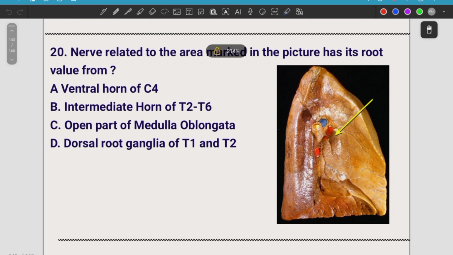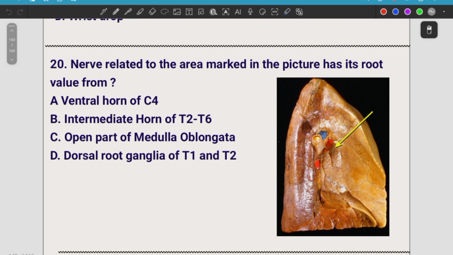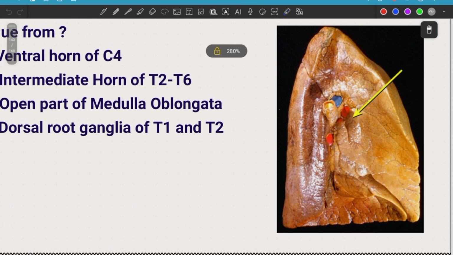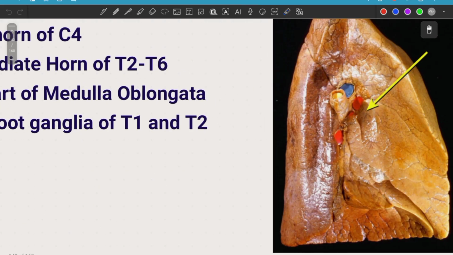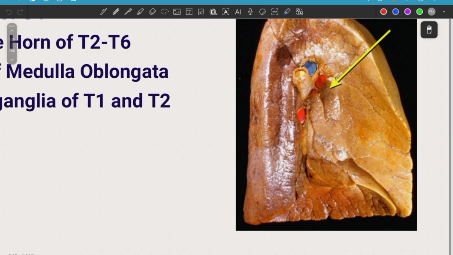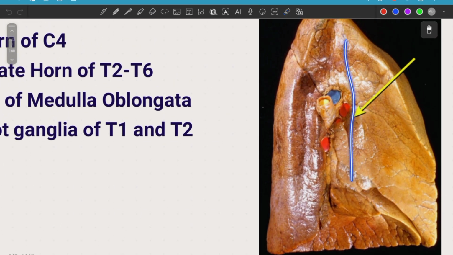20th one, the nerve related to the area marked in the picture has its root value from. Okay, they have marked this is the left lung. Here you can see the oblique fissure. This is the pulmonary artery, which is in blue color. Why? Because artery carries deoxygenated blood, whereas vein carries oxygenated blood. This is the anterior side. Here the phrenic nerve will come.